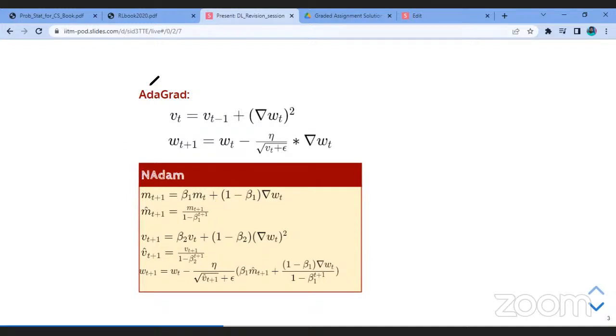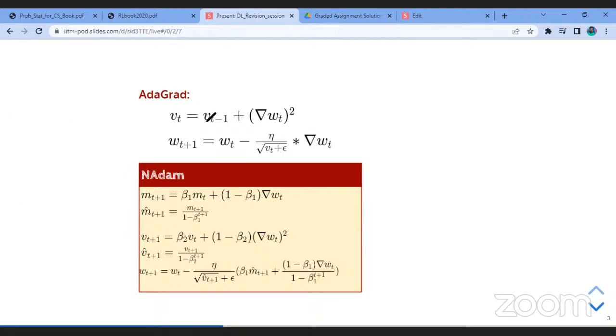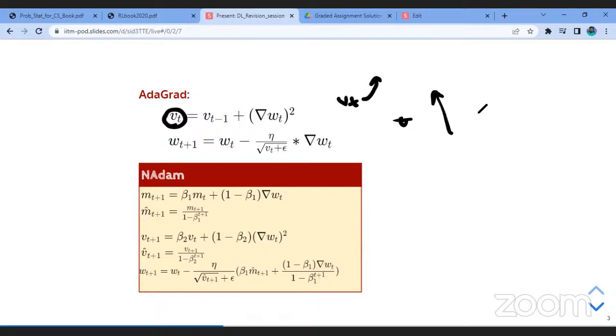Okay, so we start with AdaGrad, and we discuss the problems with AdaGrad. So the problem is that we keep accumulating V_t, giving equal weightage to my current gradient and all the previous gradients. So my V_t grows quickly, and it always keeps growing. Okay, it never stops. Either it keeps growing or remains constant, it will never decrease.